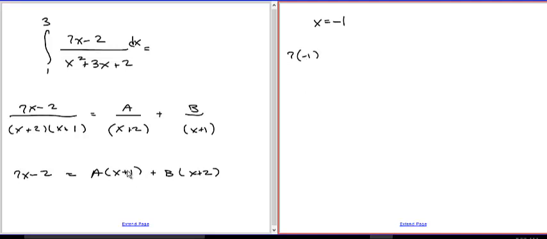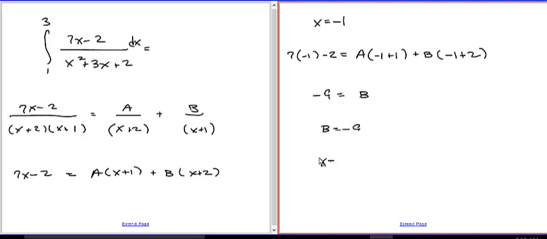So I've chosen x equal to -1. So I get 7 times -1 minus 2 is equal to a times -1 plus 1. That's going to go to 0. Plus b times -1 plus 2. So that becomes -9. And here I get just b, since -2 plus 1... 2 minus 1 is 1. So I get b is -9.